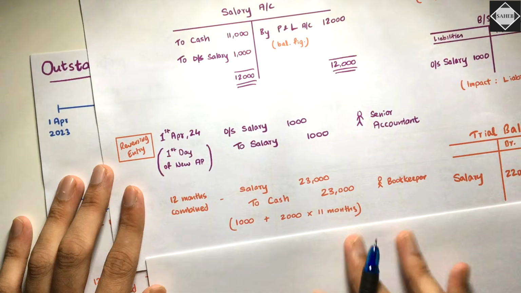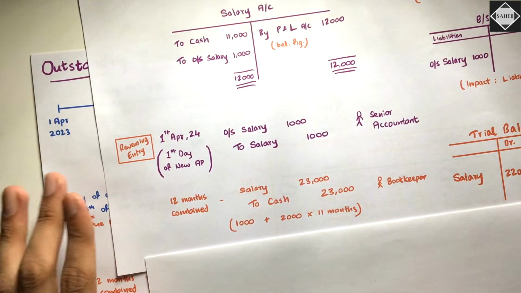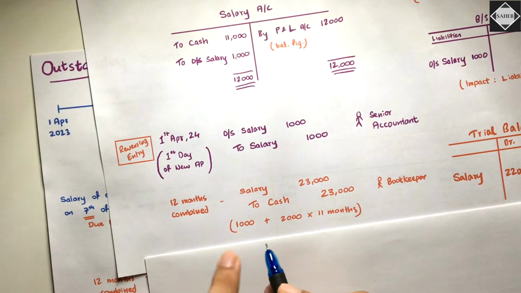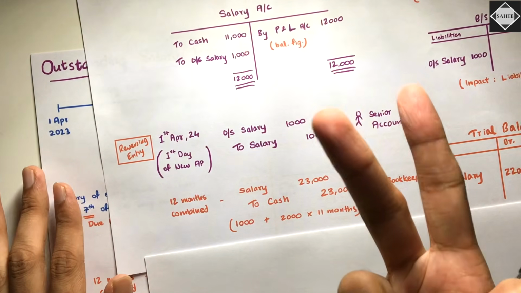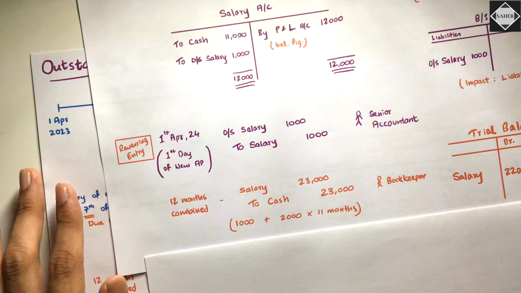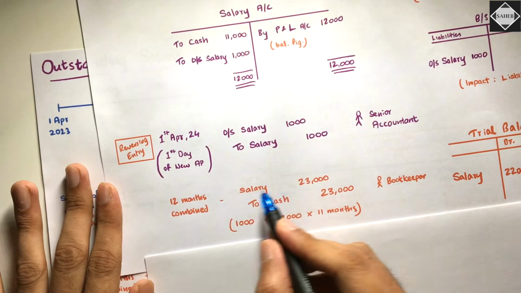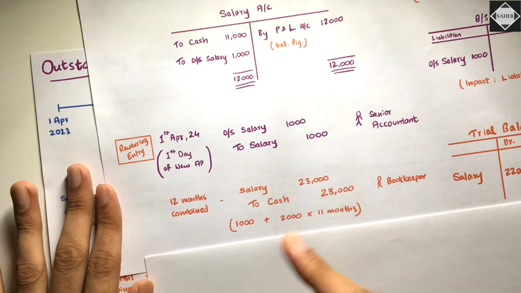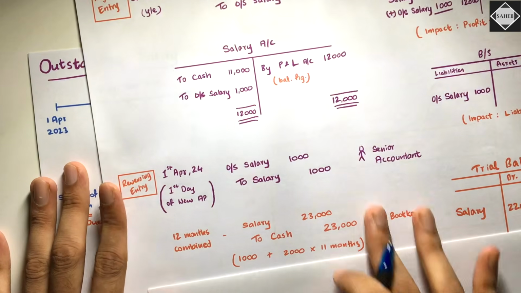So see here, this is the entry in combination that would have been passed by the bookkeeper. Salary to cash, first 1,000 would have been passed on 7th of April, and then on May 7th a 2,000 entry will be passed. Salary to cash 2,000, June 2,000 entry, July 2,000 entry, isn't it, on 7th. So in combination, how much will it be? 1,000 previous March salary and then the current accounting period salary of 11 months, 2,000.